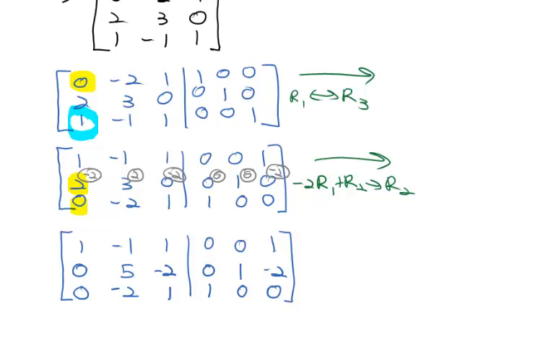And now we're ready to move on to our next pivot point. Our next pivot point is the 5. We need that 5 to be a 1. The way we get it there is multiplying by the reciprocal. We'll take 1/5 of row 2 to get our new row 2.